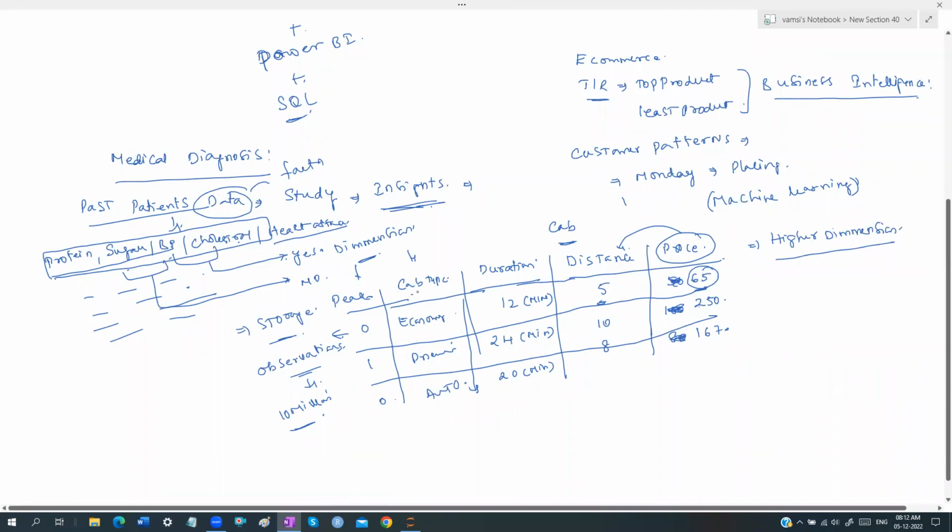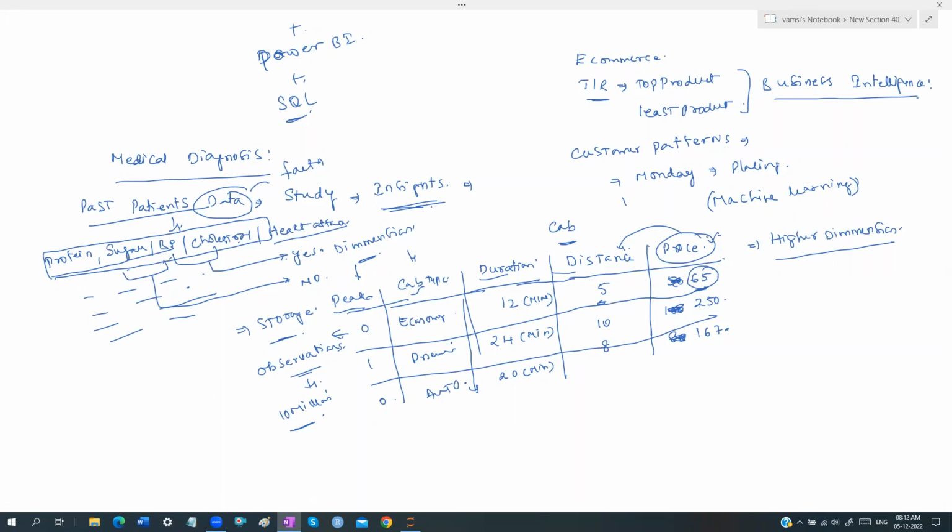So the cab type is one feature, duration is one feature, distance is one feature, and whether it's peak time or not is one feature, because this particular price is going to depend on these features. So on what factors do we have to depend?